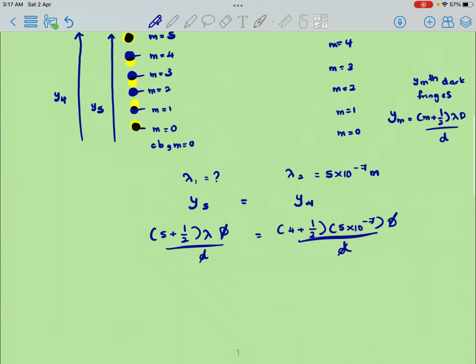So our task is to find our lambda. If you solve it, press your calculator, I think you get lambda 1 to be 4.091 times 10 to the power of -7 meters.